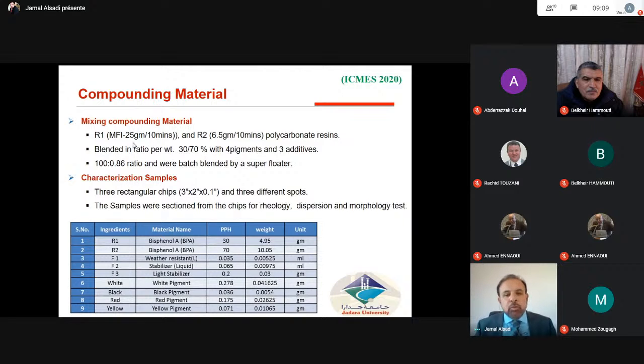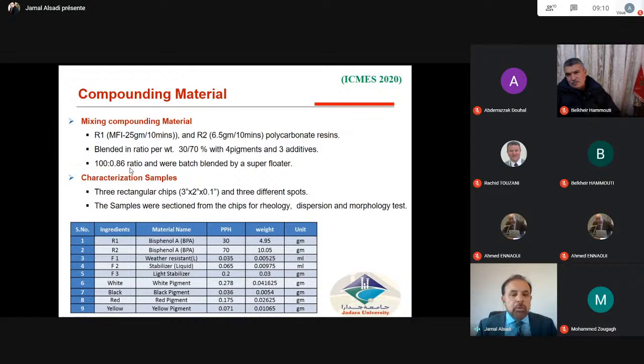The first one is 25 grams per 10 minutes, and the second one is 6.5 per 10 minutes, both polycarbonate resin. The blending ratio of these two polycarbonates is 30 to 70%: the first one 30%, the second one 70%. Blended with 4 pigments as shown here: white, black, red, yellow, with different weights here.